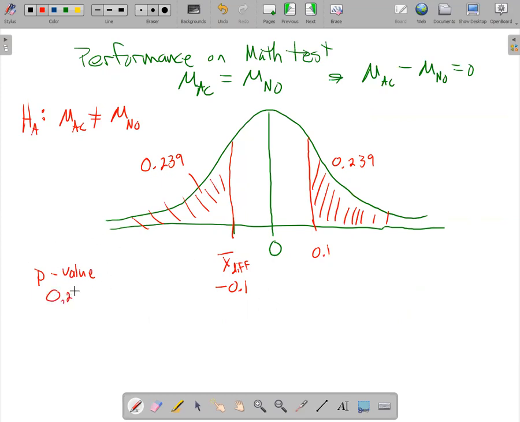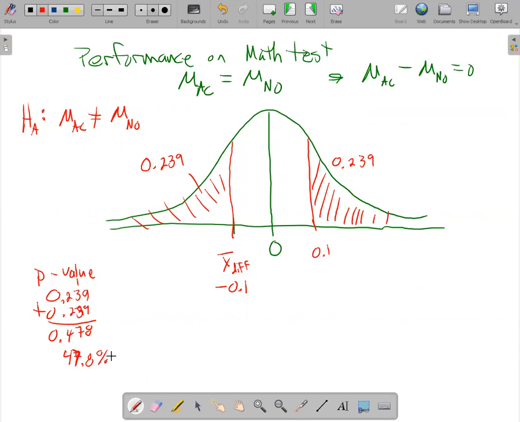So 0.239 plus 0.239, what does that give us? 0.487. As a percentage, I can call that 48.7% chance. 48.7% chance of what? What does a p-value mean?